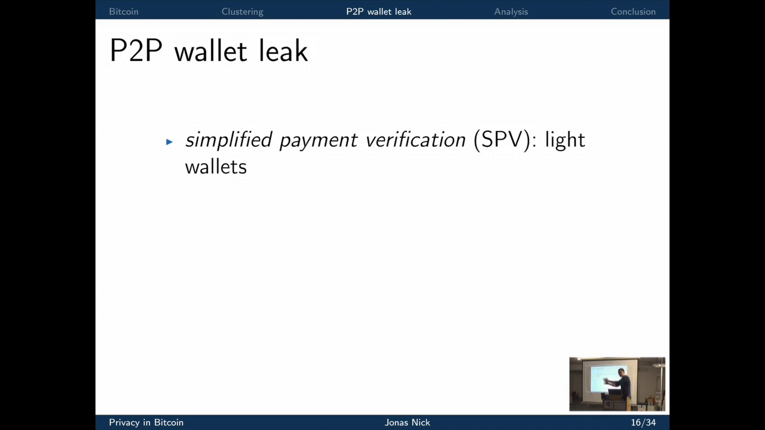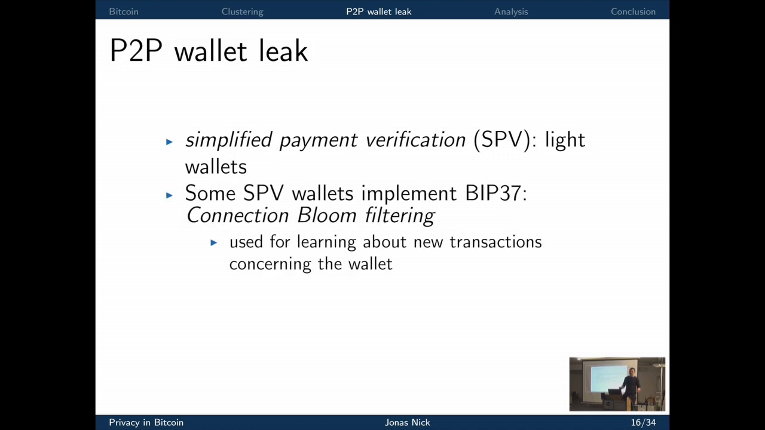So this is kind of a detour into that vulnerability that we used to collect data. There are wallets which are called SPV wallets. Their defining property is maybe that they don't validate the whole blockchain, and they are therefore also called light wallets. And there's a special type of SPV wallets, namely they implement Bitcoin Improvement Proposal 37, connection bloom filtering. If you have this kind of wallet, it doesn't process the whole blockchain, but still somehow you need to know about transactions that affect your balance or that concern you somehow. And you use bloom filtering to do that.